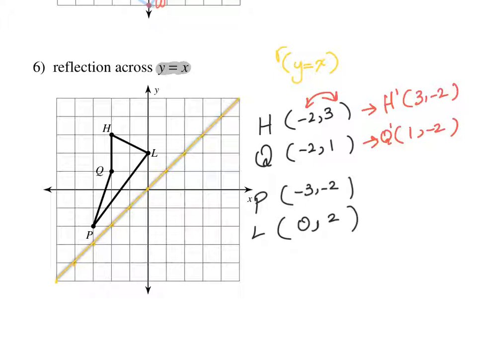Go ahead, pause the video and try P and L on your own. So P prime is going to be (-2, -3), and L prime is going to be (2, 0). Now let's plot them and see if this makes sense. So (3, -2), that's H prime, and Q prime is (1, -2).